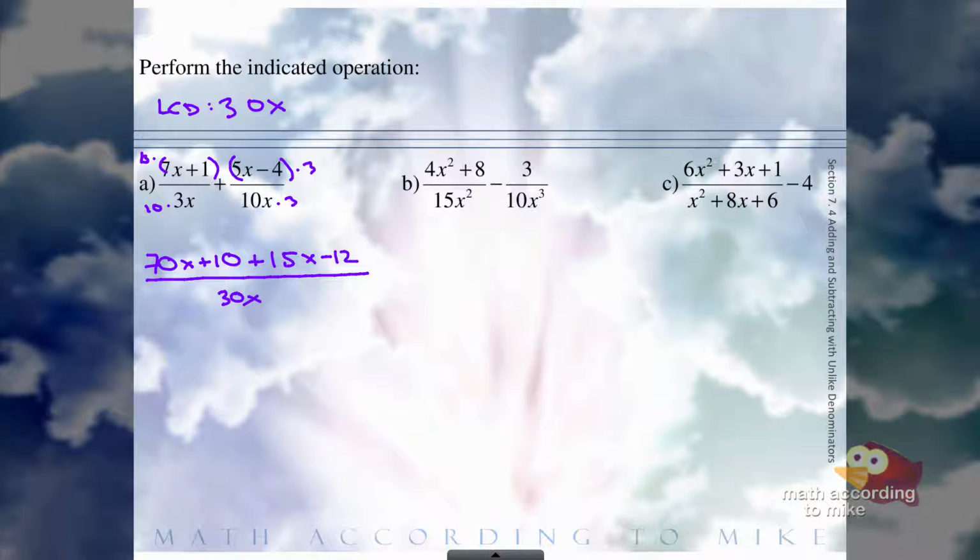Okay, let's combine like terms like we did in the previous section. We would get 85x minus 2 all over 30x. Nothing cancels. Leave it alone.